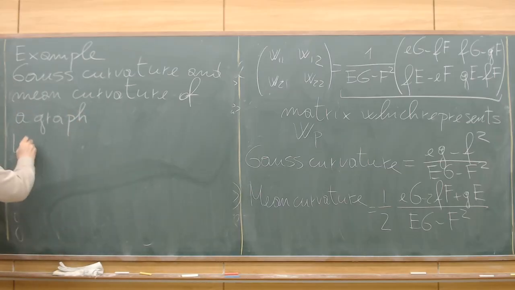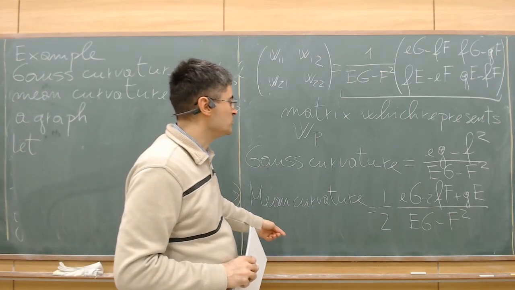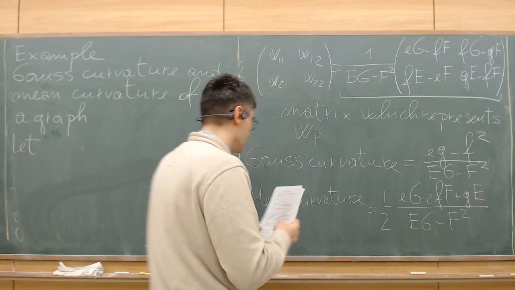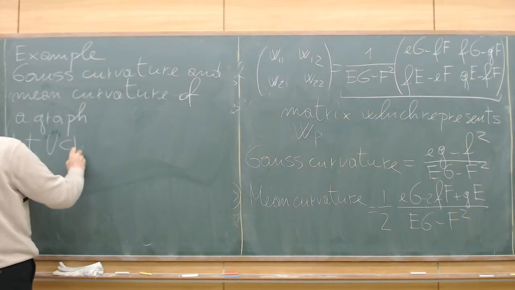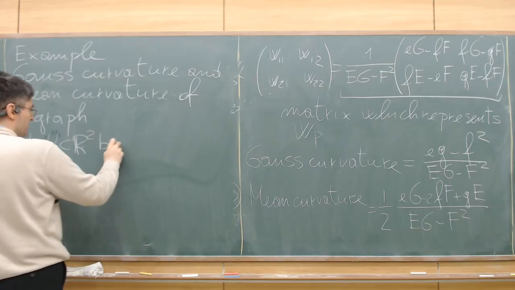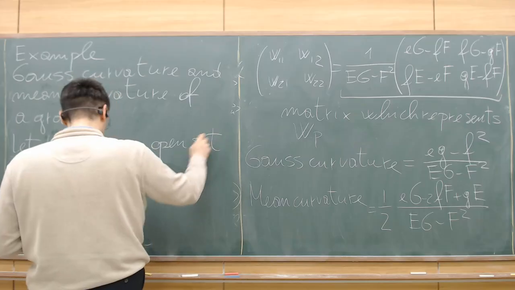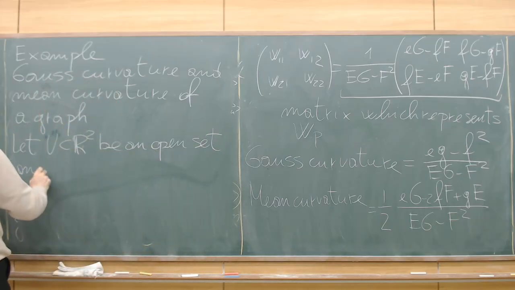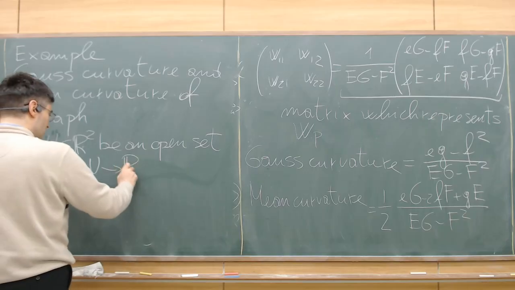So let's consider the graph of a function, and our goal is to compute the Gauss curvature and the mean curvature using these two formulas. So let U be an open set in R^2, and phi a smooth function.